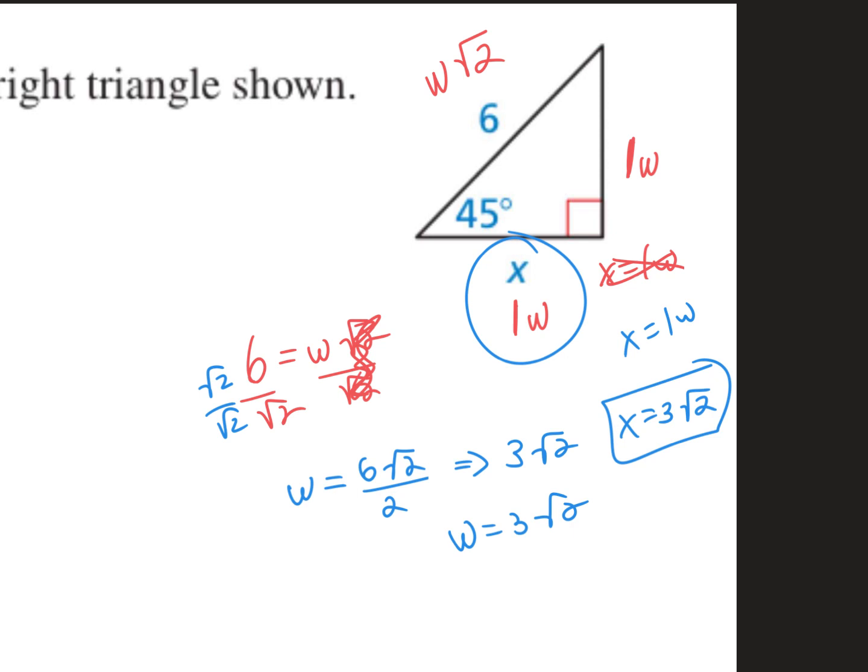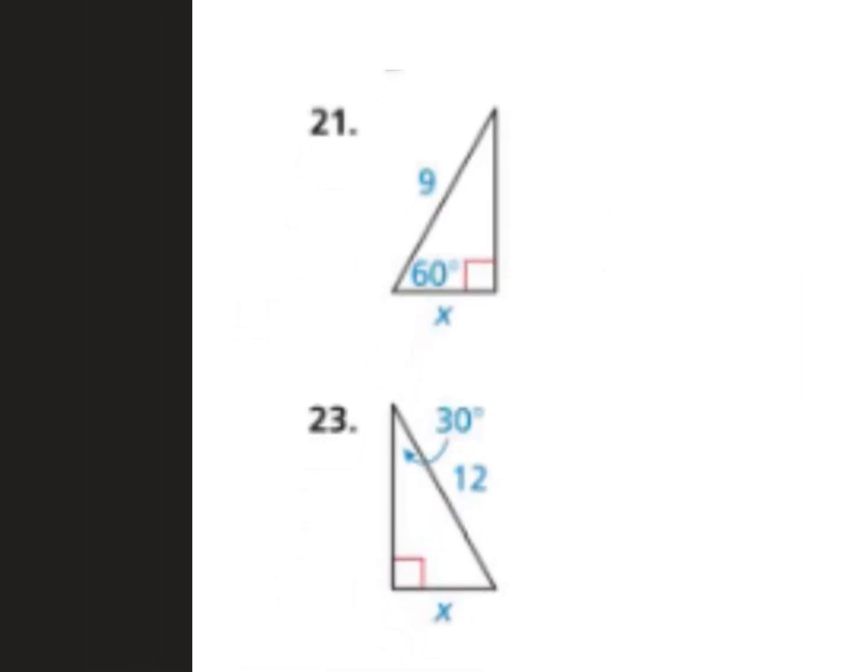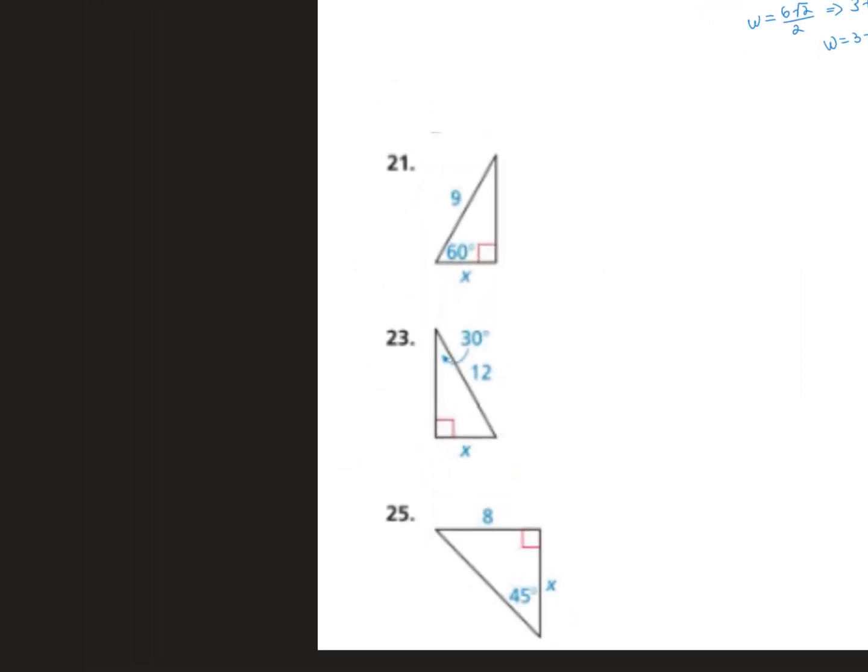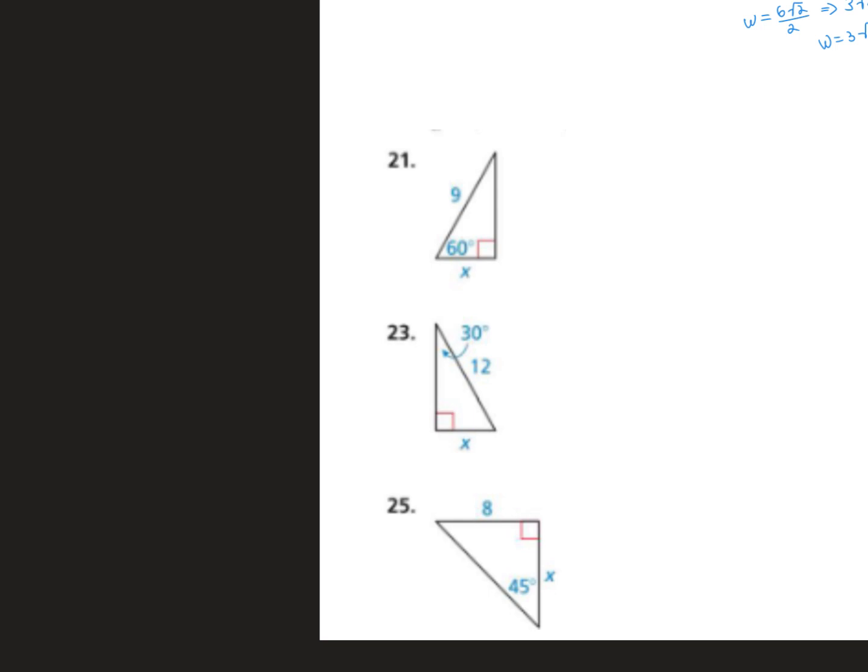So what I did was, you have 6 questions for part 2 of your homework. Here's 3 of them. So let's do these 3 together, and then you guys can do 22, 24, and 26. They're exactly the same, just different numbers.